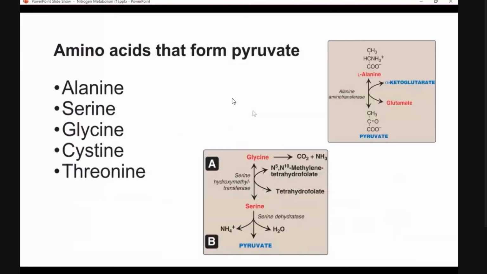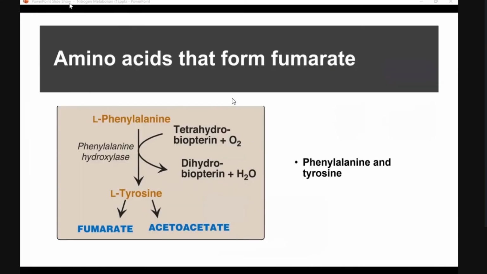Okay. The amino acid that forms pyruvate: the addition of the methyl group to the glycine will be converted to alanine, and then will be converted to pyruvate by ALT, aminotransferase. Serine, by the addition of methyl groups to the glycine, or by the serine dehydrogenase, can be converted to glutamate, and also the threonine and the cysteine, both in complex reactions, can be converted to methionine.